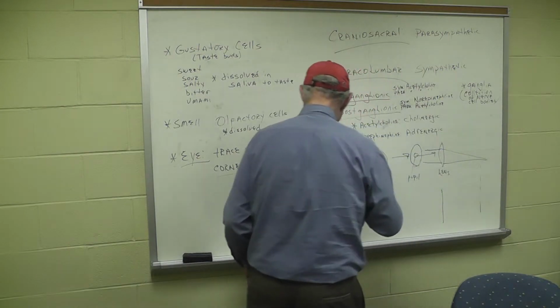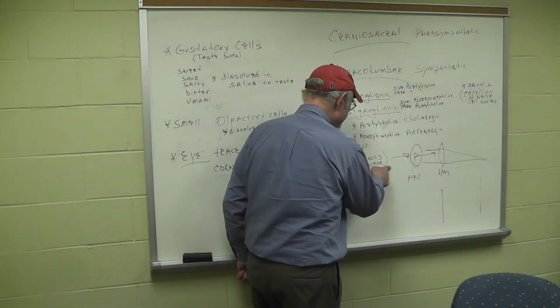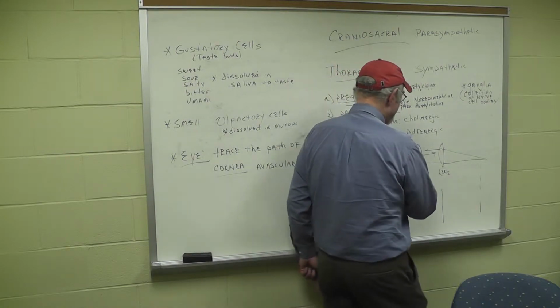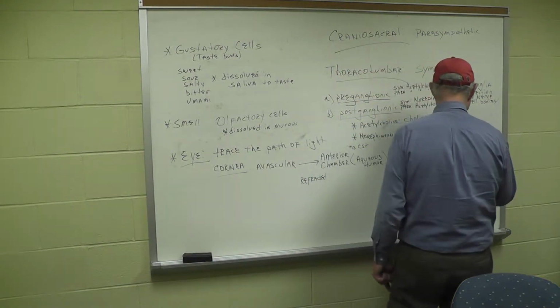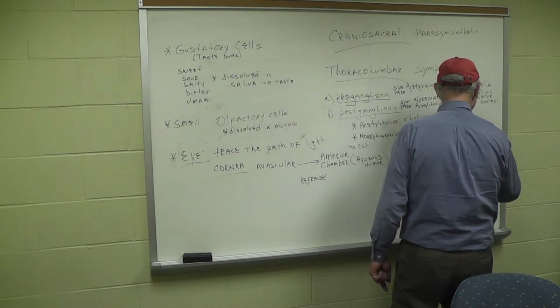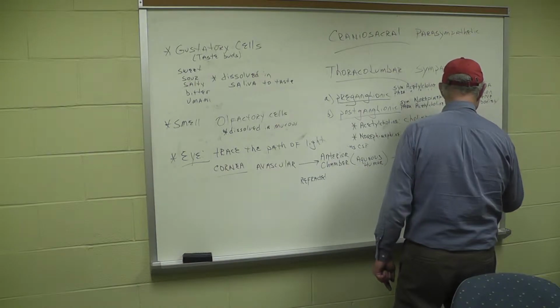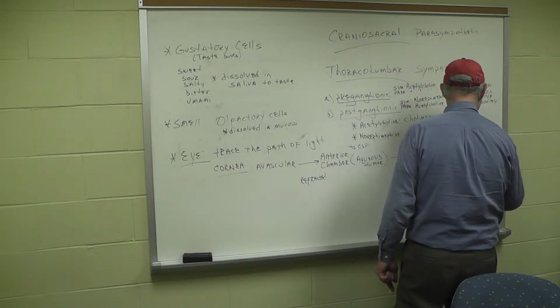let's trace the path first, and I'll tell you about that. Cornea, anterior chamber, passes through the aqueous humor, through the pupil, passes through the lens, into the posterior chamber, which is filled with a fluid called the vitreous humor.